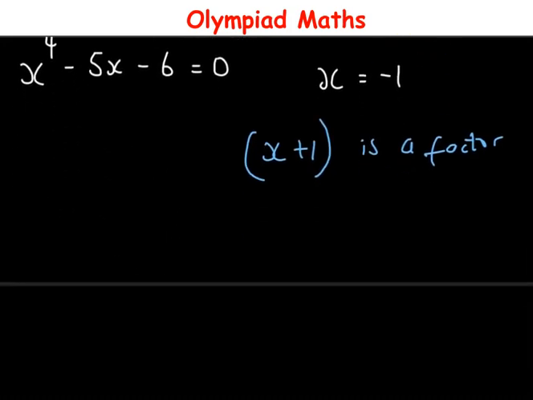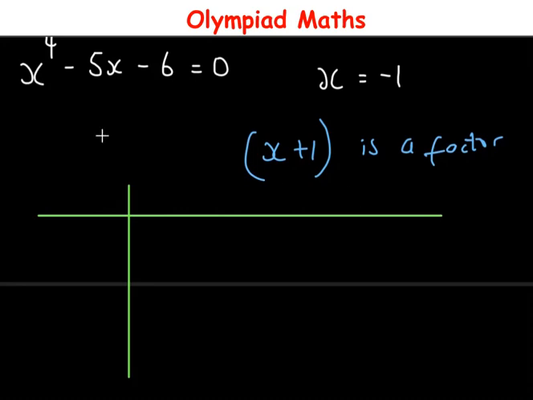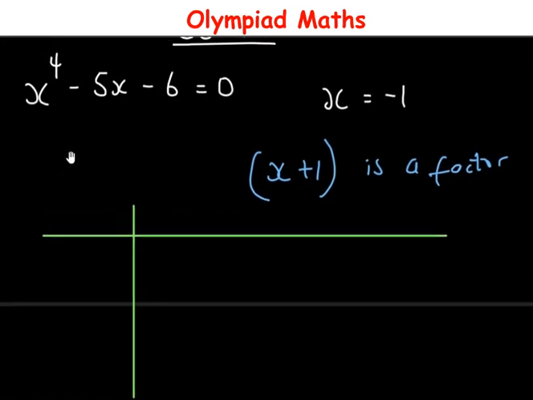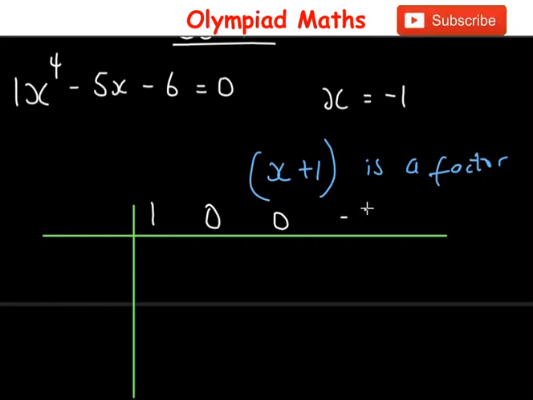So first of all, draw the table. We have this. Then we're going to write down the coefficients of the powers, power 4, power 3, power 2. From here, the coefficient of power 4 is 1. Write down 1. The coefficient of power 3 is 0. The coefficient of power 2 is 0. The coefficient of x is minus 5. Write down minus 5. Then write down minus 6. And then put down the solution of x as minus 1.